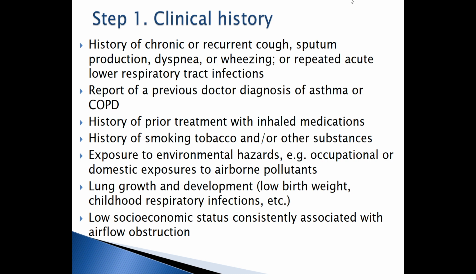Step 1, clinical history. You have to check history of chronic recurrent cough, sputum production, dyspnea or wheezing, or repeated acute lower respiratory tract infection. So main clinical features, I again repeat to you: recurrent cough, sputum production, maybe dry cough, dyspnea or wheezing. And also bronchial obstruction disease is more commonly complicated by respiratory tract infection, so these persons suffer from respiratory tract infection more commonly than healthy persons.